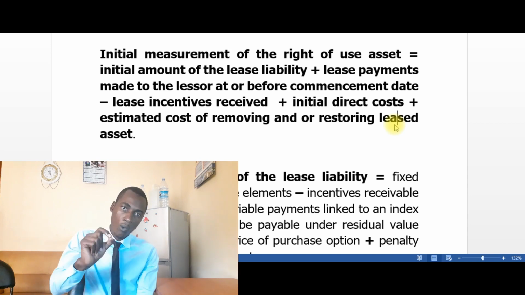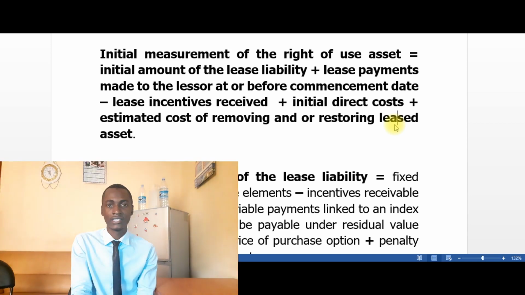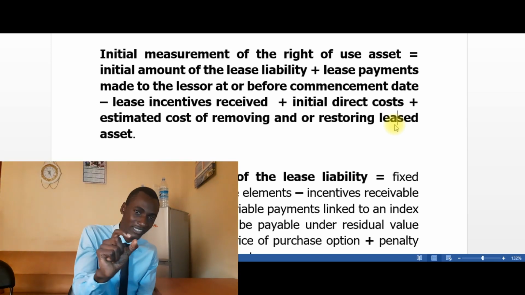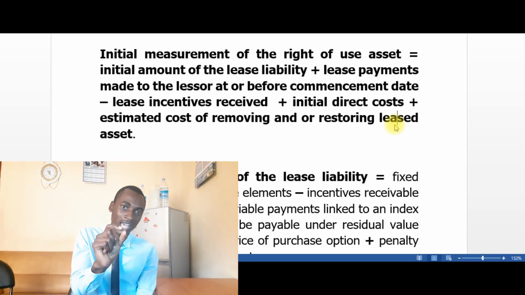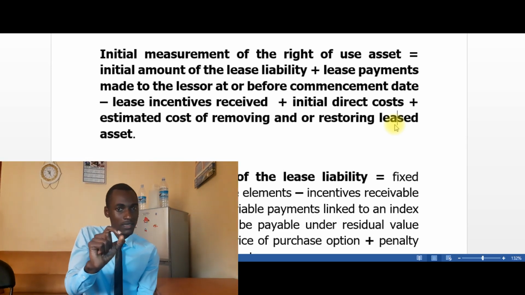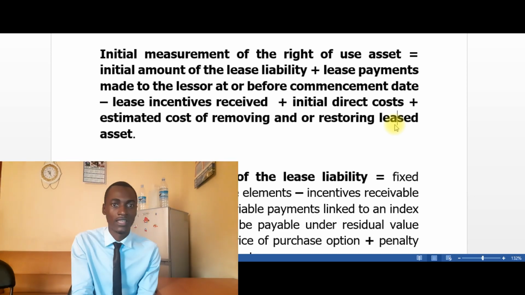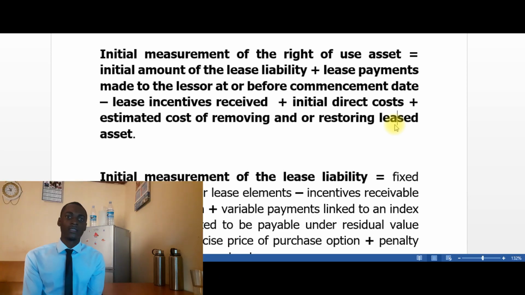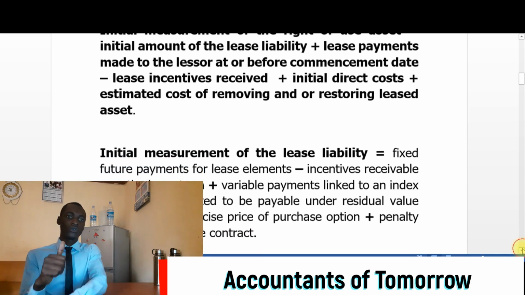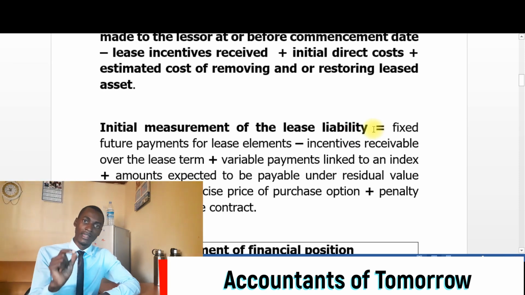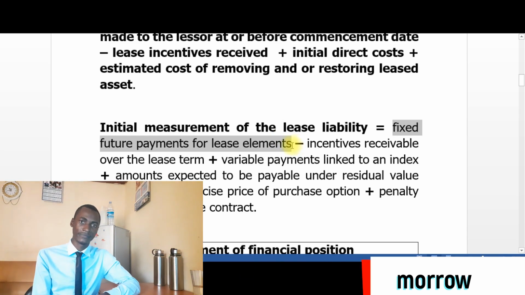So you need to know how do you initially measure the right of use asset, because in exams, the examiner can try to bring in some of the costs. So some costs can be capitalized, others may be excluded. So you need to know what do we initially include when measuring the right of use asset. So you have to master how to initially measure the right of use asset. Let us also look at initially how would we measure the lease liability.